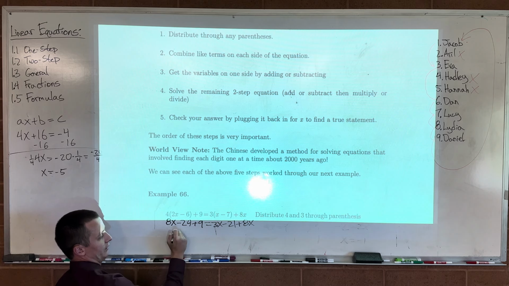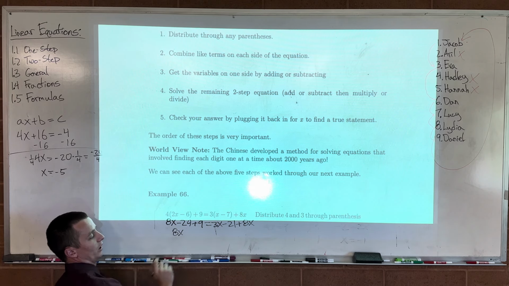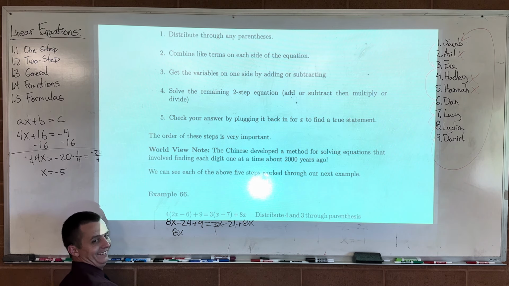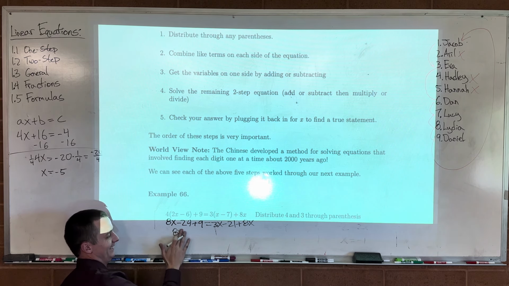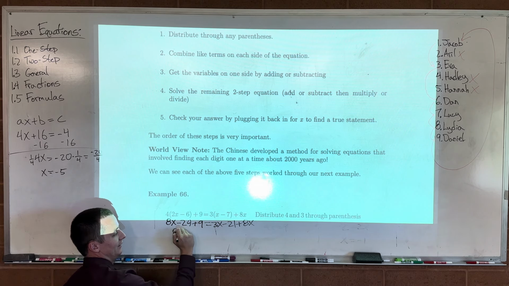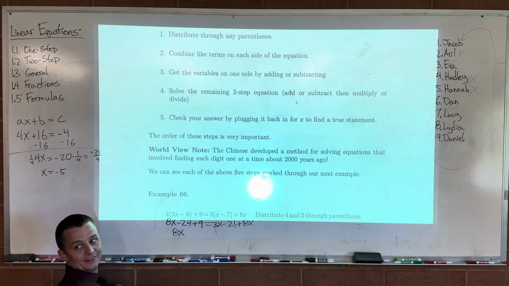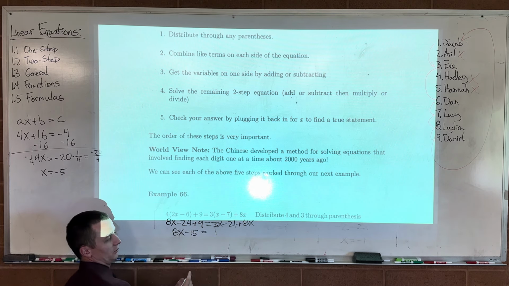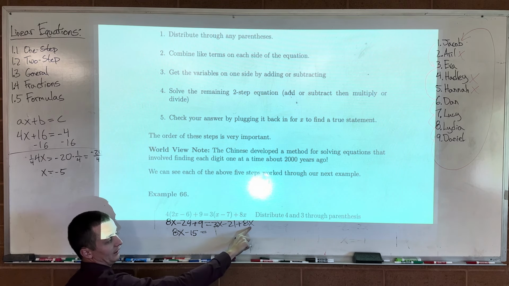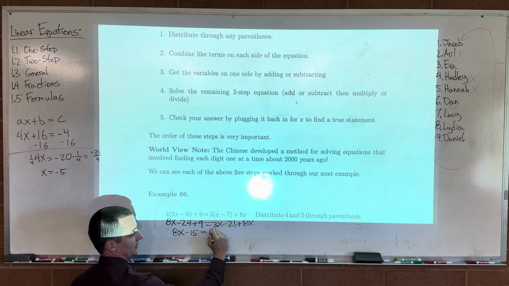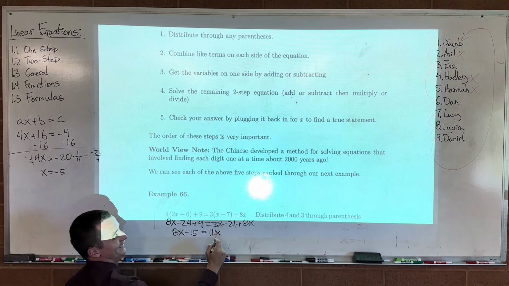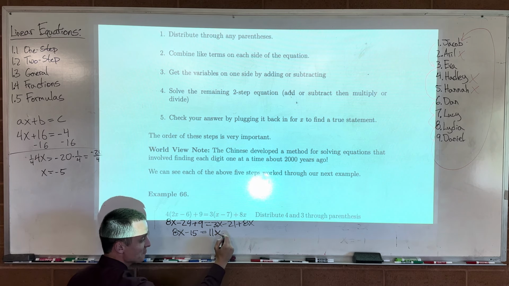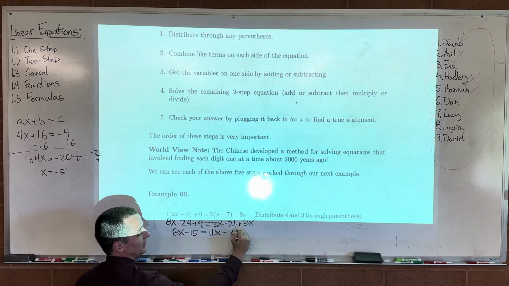Over here we have 8x, negative 24, and positive 9, which gives me negative 15. Is equal to, how many x's do we have? 11 x's. We have 3 here and 8 there for a total of 11. Minus 21 still.